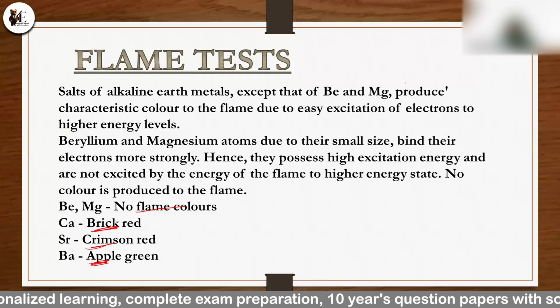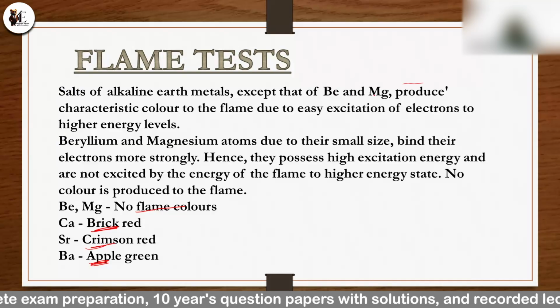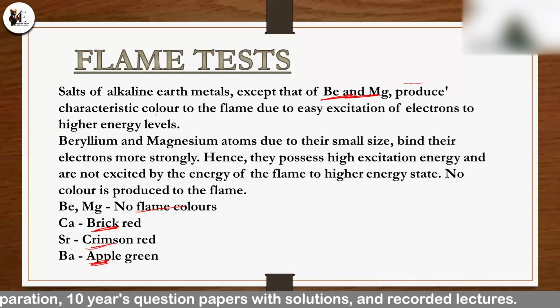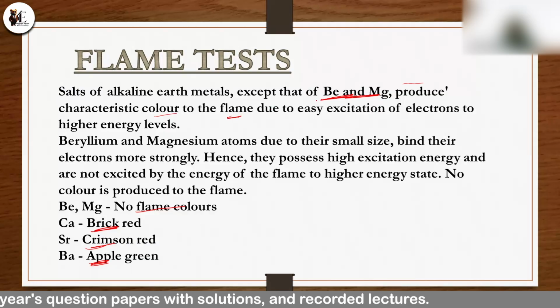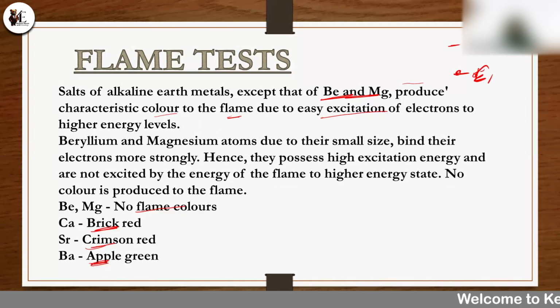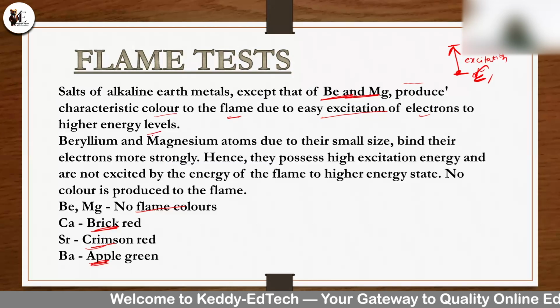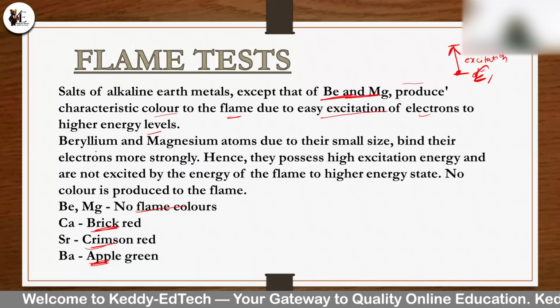So how does it occur? The salts of alkaline earth metals, except those of beryllium and magnesium, produce a characteristic color to the flame. Why? Due to easy excitation of electrons. Excitation means the traveling of the electron from a lower energy state, energy 1, to a higher energy state, energy 2. This is known as excitation. So due to easy excitation of electrons to higher energy levels, they produce characteristic color to the flame.